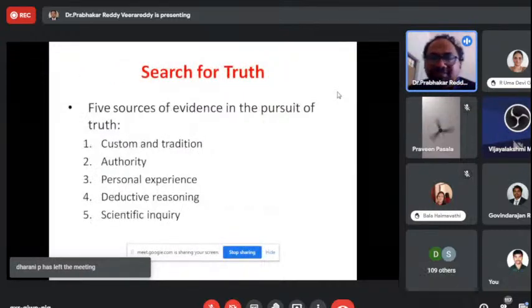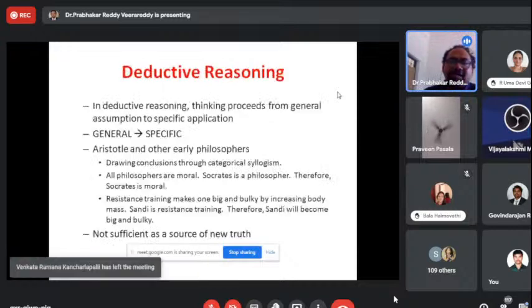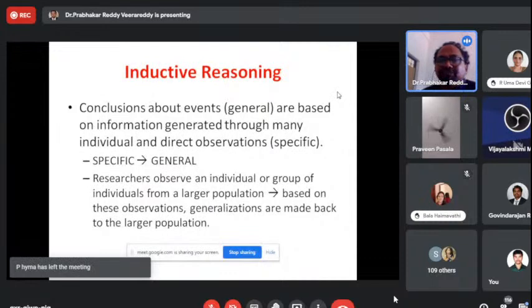So search for the truth. 5 sources of evidence. Number one, custom and tradition, authority, personal experience, deductive reasoning, and scientific inquiry. I will give brief information. What is deductive reasoning? Deductive reasoning is a thinking process from general assumption to specific. Conclusions about events are based on information generated through many individuals.